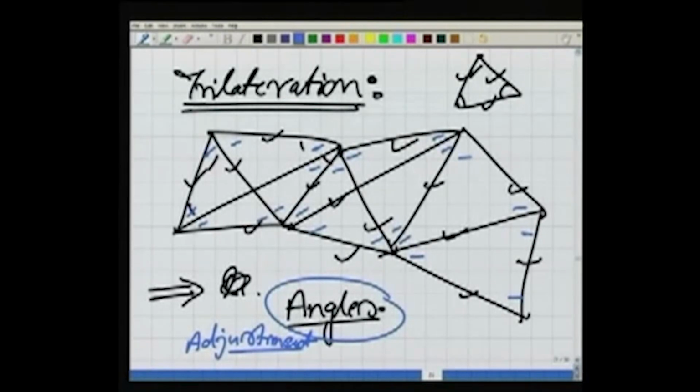As in the case of the triangulation. So after computing these internal angles using the lengths, the procedure is nearly the same as in case of the triangulation. We adjust those angles, then after adjusting the angles, we compute the corrected lengths and then we compute the coordinates.